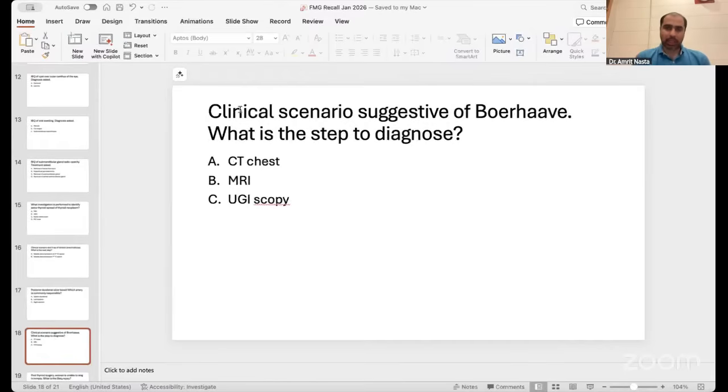Then there was a clinical scenario. They had given the triad of Boerhaave syndrome, chest pain, subcutaneous emphysema, and everything. And they had asked, how do you diagnose it? It is CT. CT with oral contrast, not endoscopy. Endoscopy is for corrosive injury. Here it is CT with oral contrast.